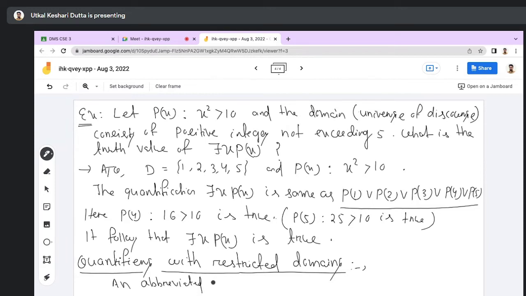An abbreviated form or notation is used to restrict the domain. That means the domain is, let's say, the set of real numbers or the set of integers. We are going to add some extra conditions to that domain. Restrict the domain of a quantifier.